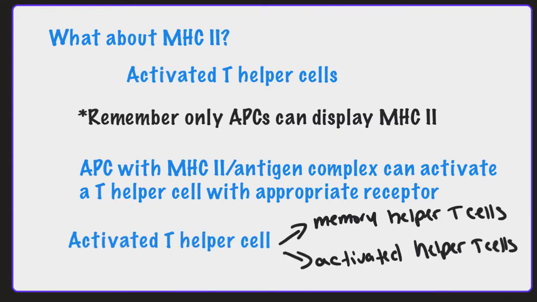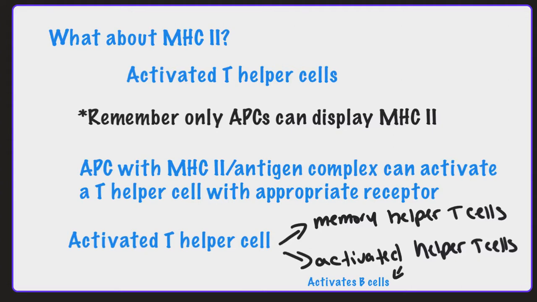When the helper T cell is activated, it can then go and bind to a B cell and activate a B cell. Now, this is interesting because B cells are actually also capable of phagocytosis, and so B cells can also display MHC2 on their cell surface. This gets really complicated of a process, but T helper cells can also help to activate B cells as well.